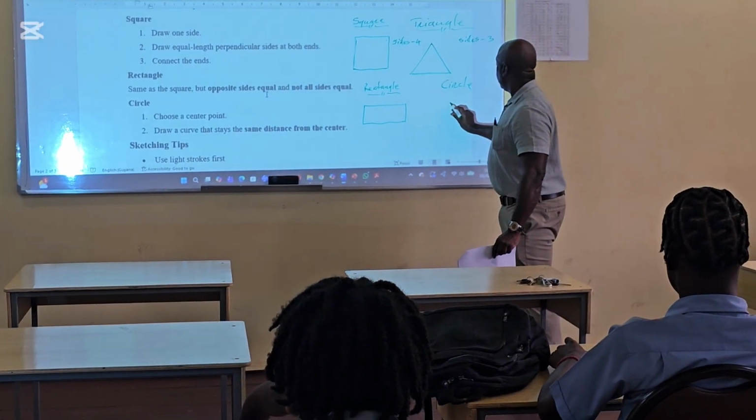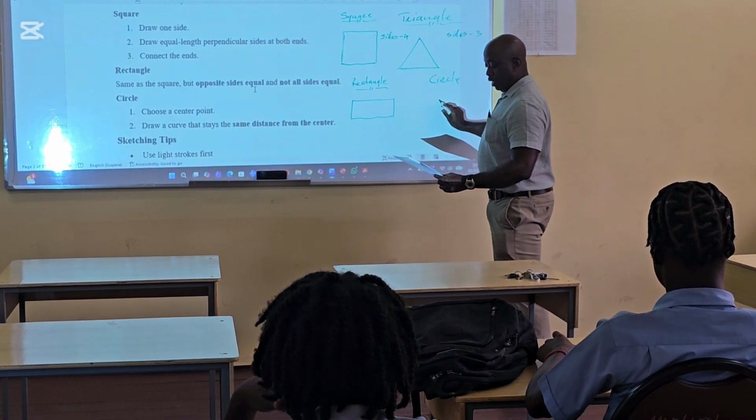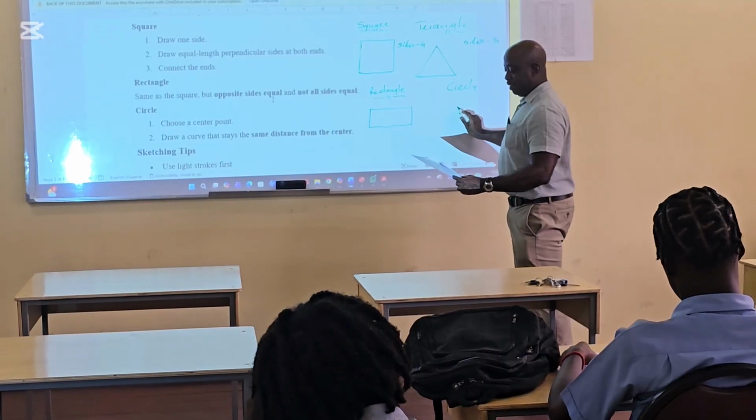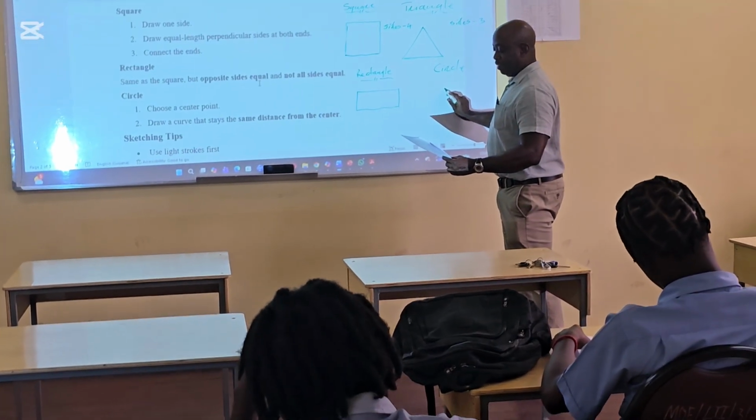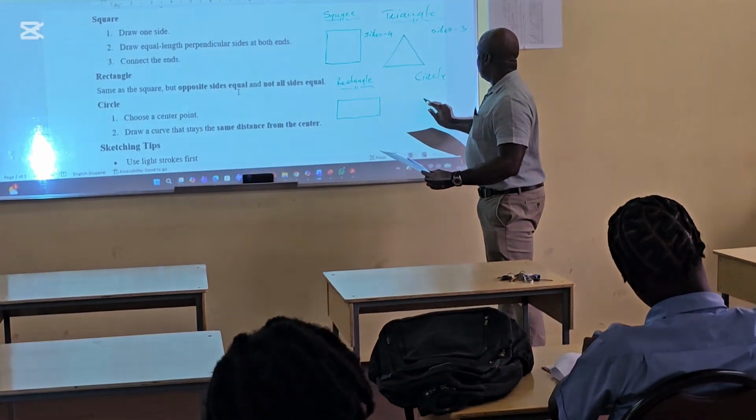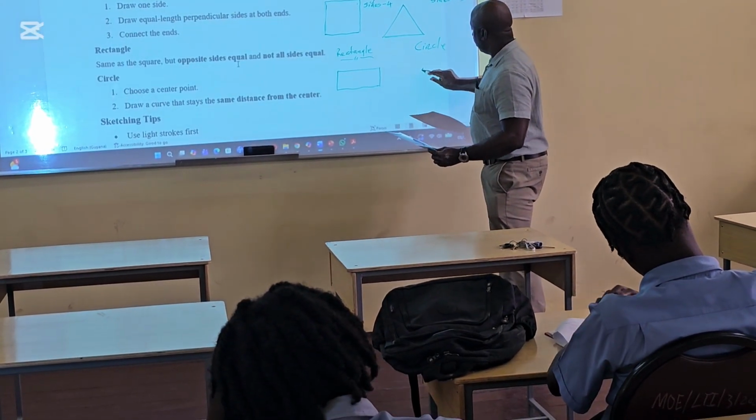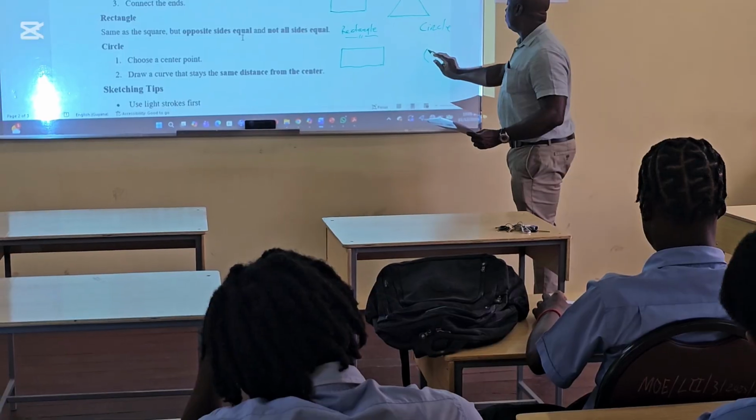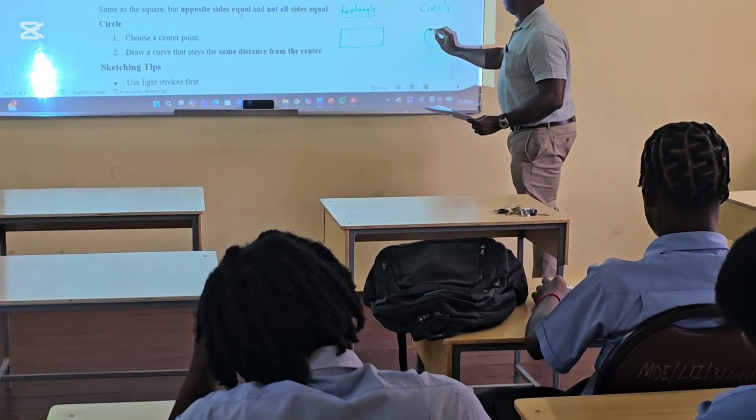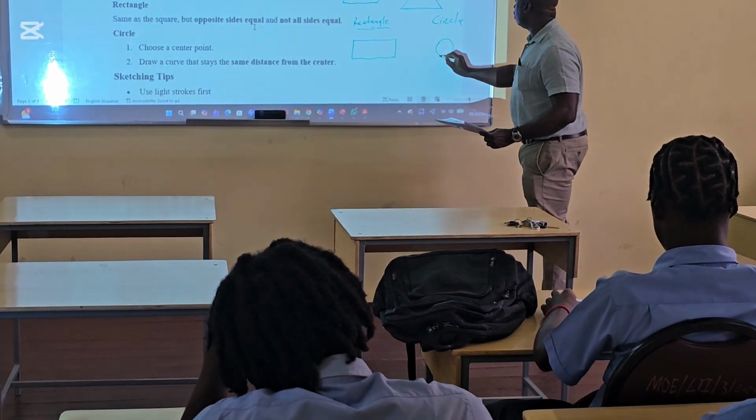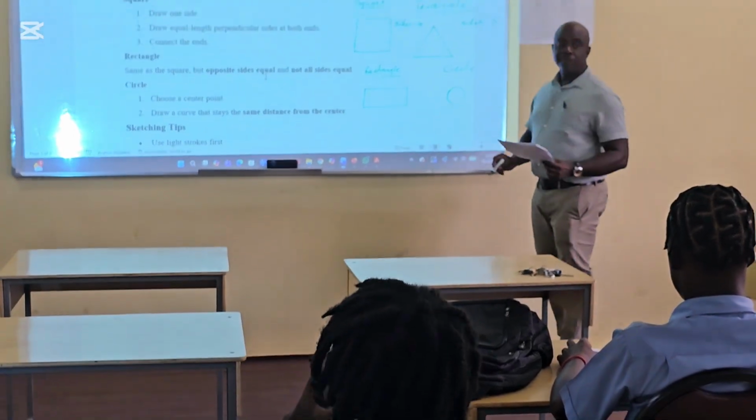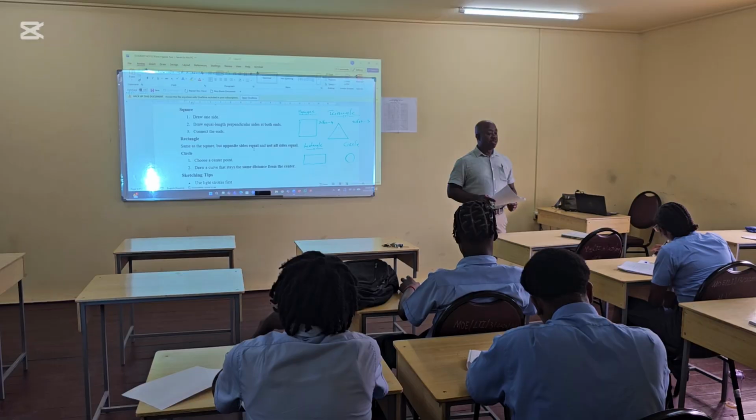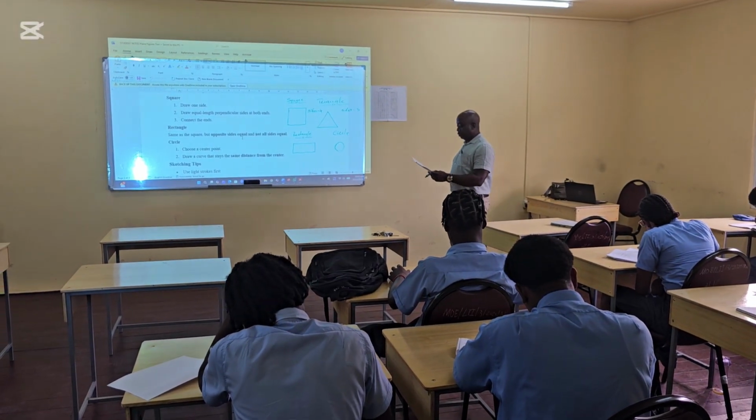Take your pencil. Draw a curve and stay the same distance from the center. So get your pencil, stay the same distance from the center and draw the circle. Freehand, everything is freehand. You guys think you can get that done? Yes, try it.